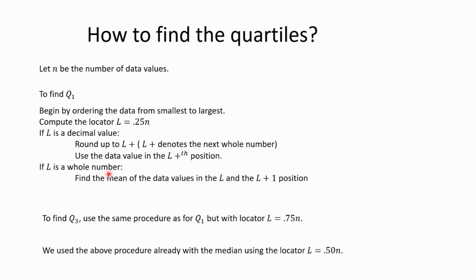If instead you get a whole number, like 4, 5, 8, 9, whatever, then just like with the median, you're going to have to find another mean. Namely, you find the data values in the L and L plus 1 positions, and you get the mean of them. We'll do some examples, don't worry. I know this is probably confusing. Hopefully I'm making it less confusing, although I think when we do examples, it'll be less confusing.